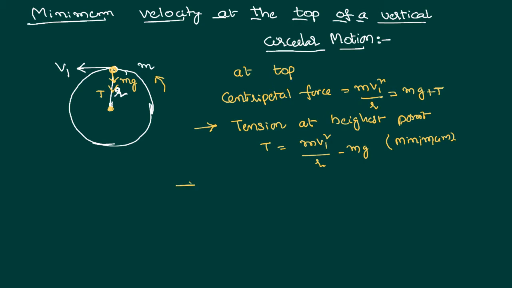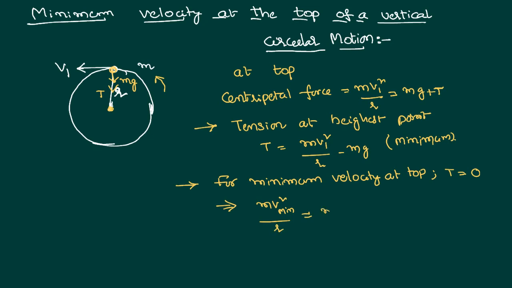So what we can say, for minimum velocity at the top, as anyway centripetal force is provided by the weight, tension can be equated to 0. Then we can write m v minimum square by r equal to mg. We can cancel this m and m. Therefore, we can write v minimum square equal to rg.